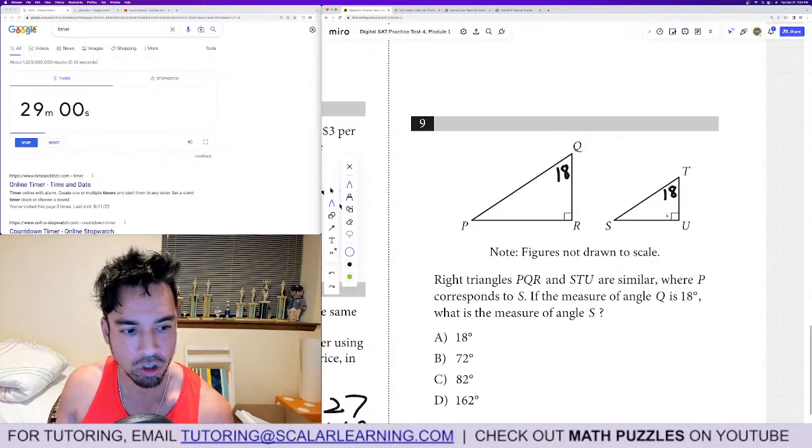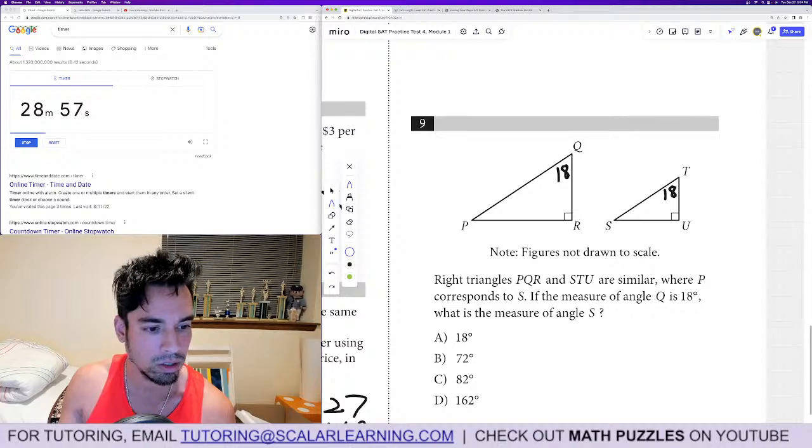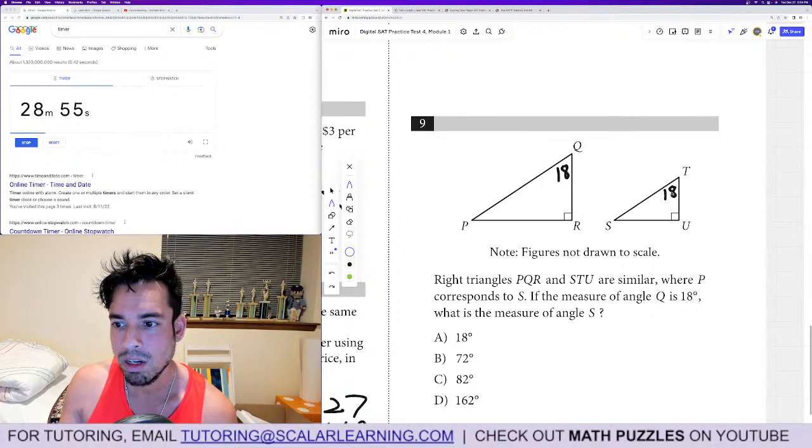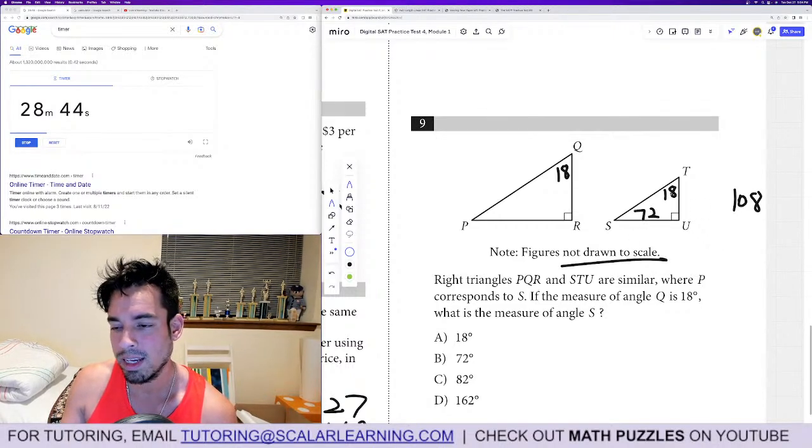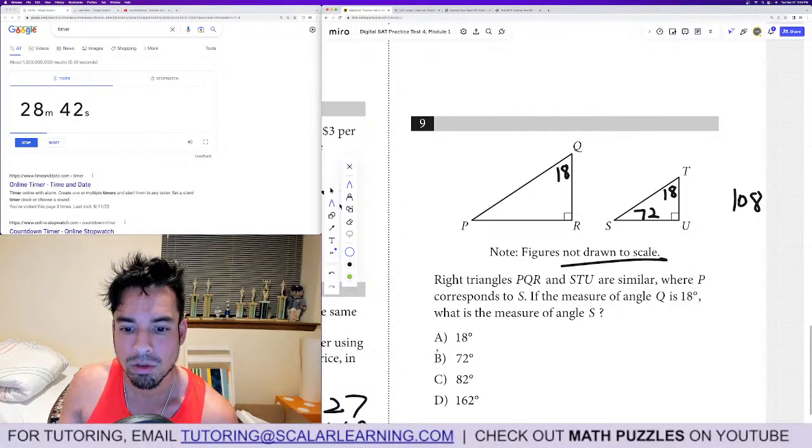And by the way, we're going to use the triangle angle sum theorem, which says that all the angles add up to 180 degrees. So 18 plus 90 is 108. That means this remaining angle here has to be 72, obviously not drawn to scale at all, which it does mention, because 72 plus 18 is 90, plus 90 is 180. So 72 is the winner.